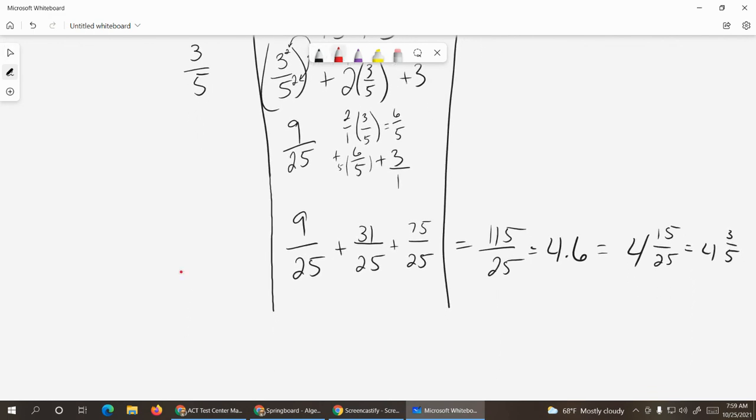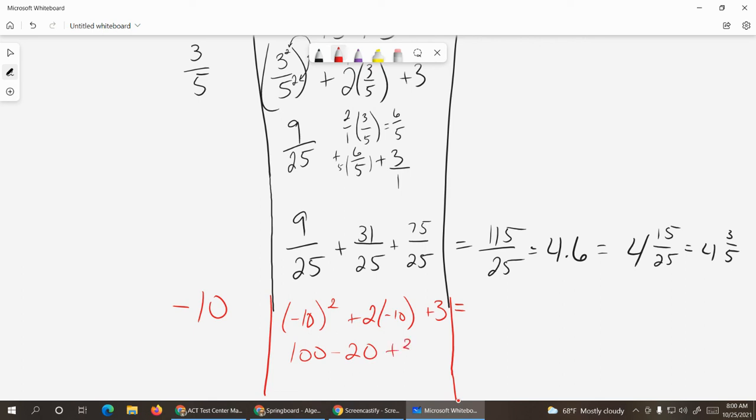All right, so the next one would be negative 10. Negative 10, so that would be negative 10 squared plus 2 times negative 10 plus 3. Negative 10 times negative 10 is 100. 2 times negative 10 is negative 20, plus 3. So that's 80 plus 3, which is 83.